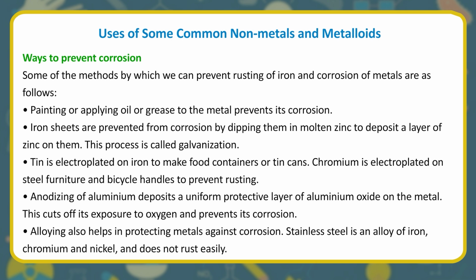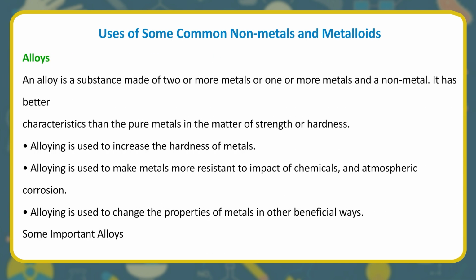Alloying also helps in protecting metals against corrosion. Stainless steel is an alloy of iron, chromium and nickel, and does not rust easily. Alloys.